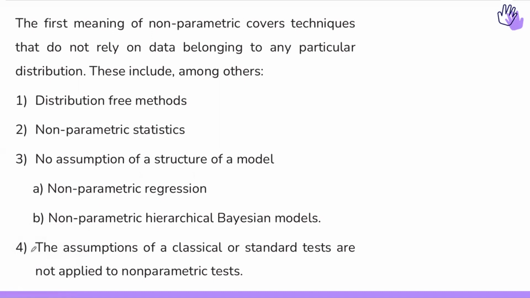Okay, so there is a small correction here. When we are talking about no assumption on the structure of a model, it is divided into two parts, that is non-parametric regression and non-parametric hierarchical Bayesian models. In non-parametric regression, the structure of the relationship is treated non-parametrically. It is not treated parametrically, it is treated non-parametrically. Okay, this was a small correction. And now let us move forward to the scale and its types.